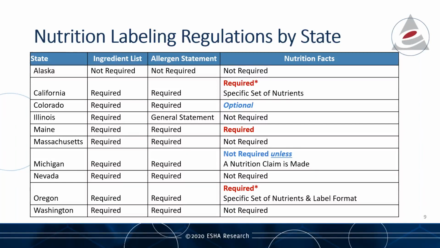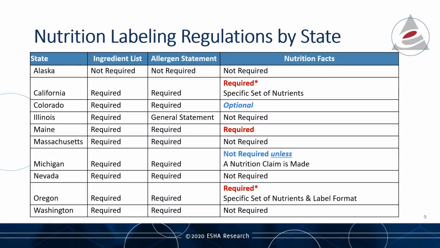Note that California, Maine, and Oregon have requirements for a specific set of nutrients that need to be declared as well. And Michigan states that if nutrition claims are made on the packaging, then the nutritional detail is also required. For some of the states, the FDA label may serve to comply with the state regulation, but Oregon has a specific set of nutrients and label formatting to be followed.